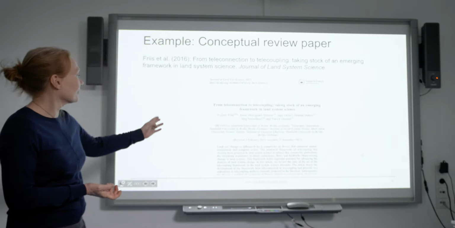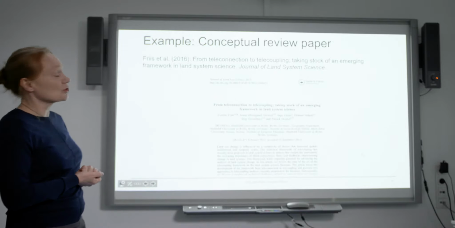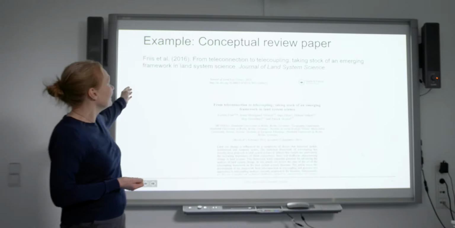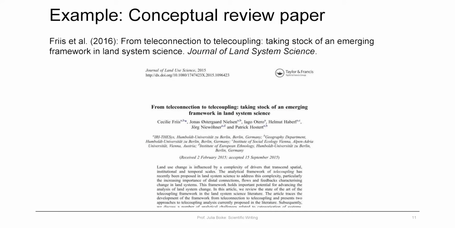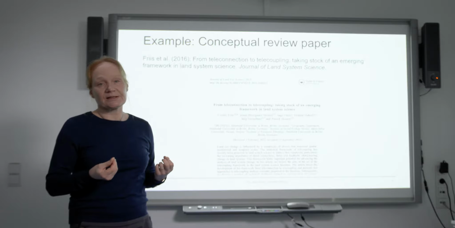So this is again from Cecile and Jonas, who have a paper published in the Journal of Land Science. You see the title here, From Teleconnections to Telecoupling, Taking Stock of an Emerging Framework in Land System Science. So this is a conceptual review paper. And again, even though these papers source primary data and are regarded as secondary, they are published papers, and they count, as they are indexed as well.